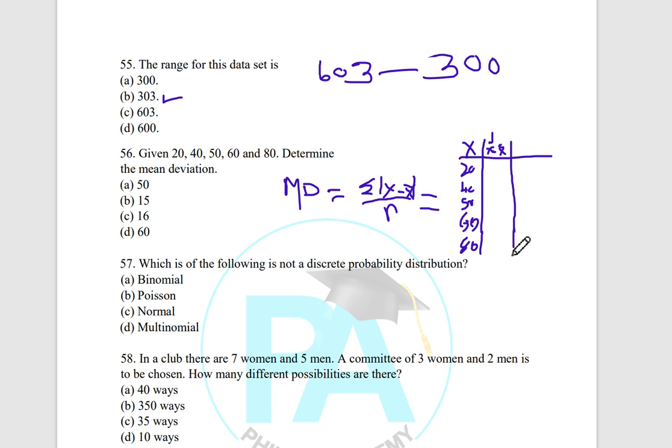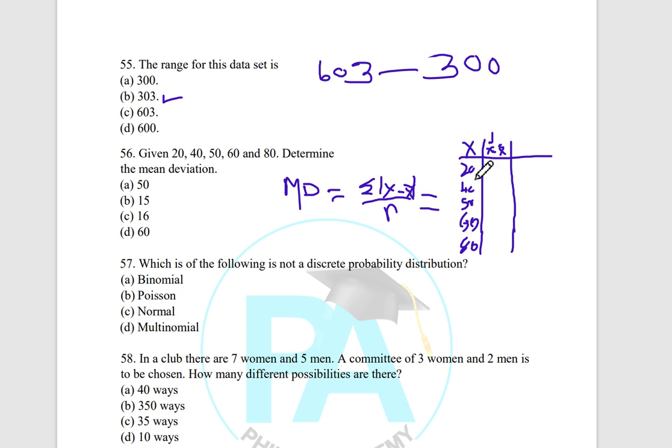Now, before you can find a deviation, you need to know the mean. The mean will be 20 plus 40 plus 50 plus 60 plus 80, all divided by 5. So 20 plus 40 is 60, plus 50 is 110, plus 60 is 170, plus 80, that's 250. So 250 divided by 5 gives you what? 50, right? So the mean is 50.